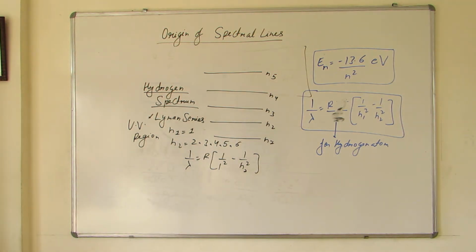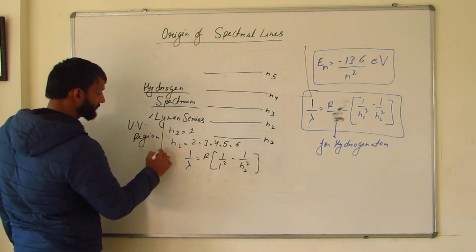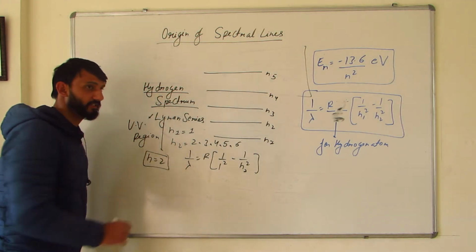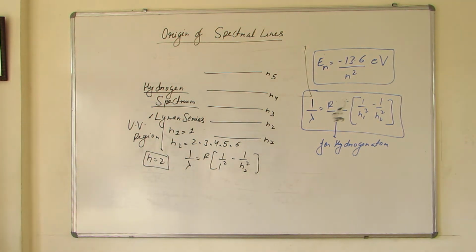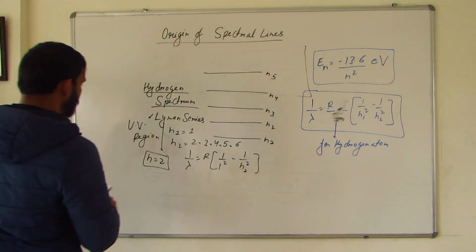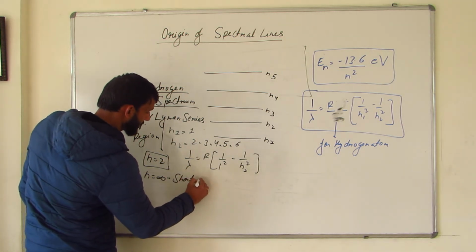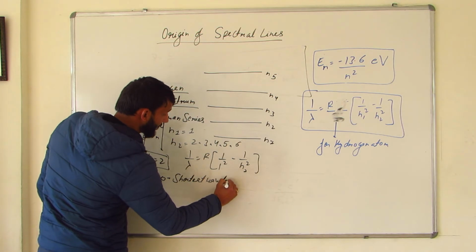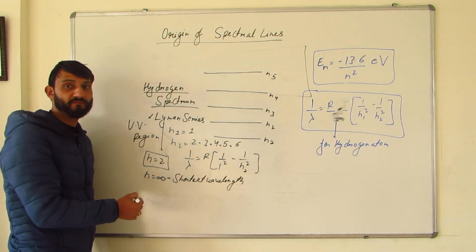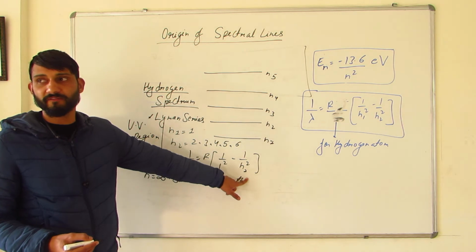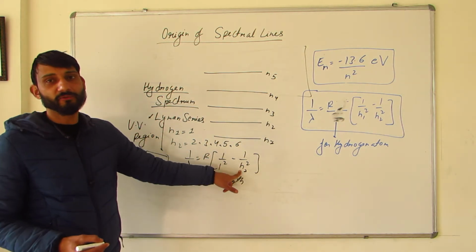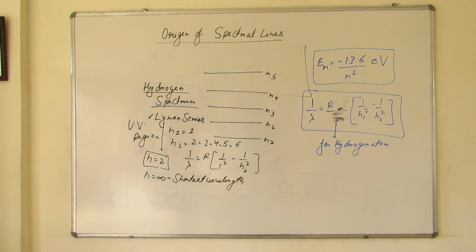Also you should understand that the longest wavelength of this series would be for n is equals to 2, and the shortest wavelength for this series would be n is equals to infinity. So if I tell you to calculate it for the shortest wavelength, you will put n2 is equals to infinity. For the longest wavelength, you will put n2 is equals to 2. So that is the Lyman series.